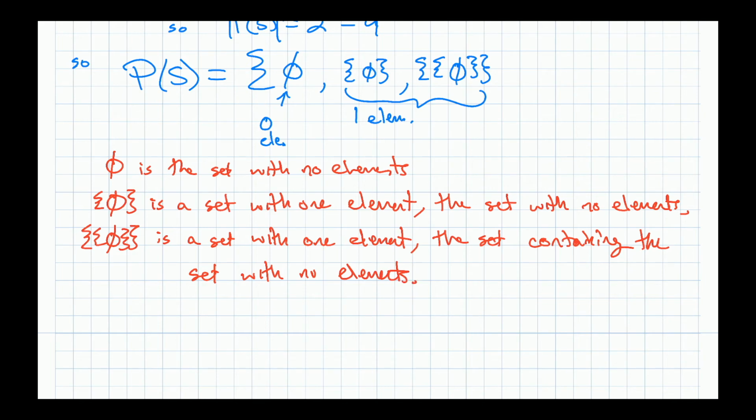Okay, so that's very confusing, right? But remember that the one with no curly braces, this right here, this is already a set. So this is a set in a set. And here, this is a set in a set in a set. It's an inception.